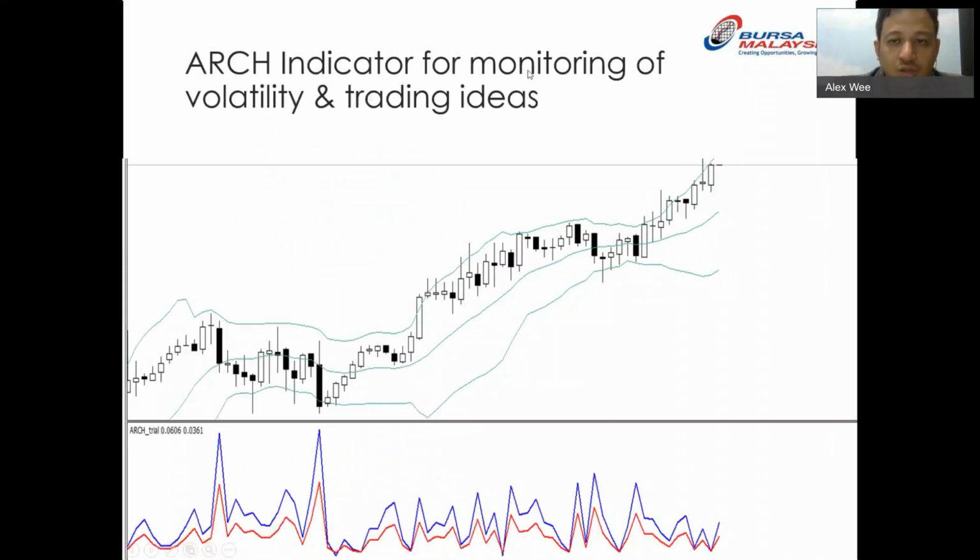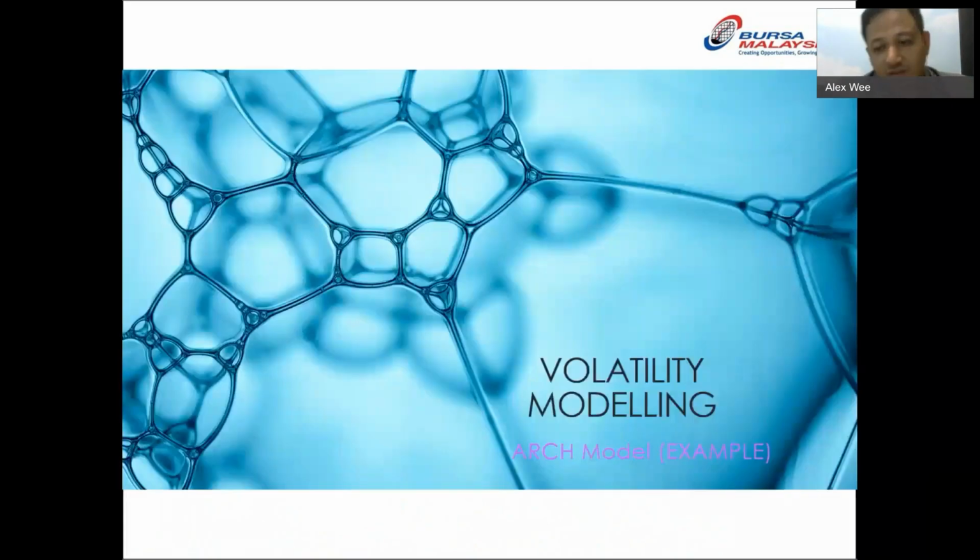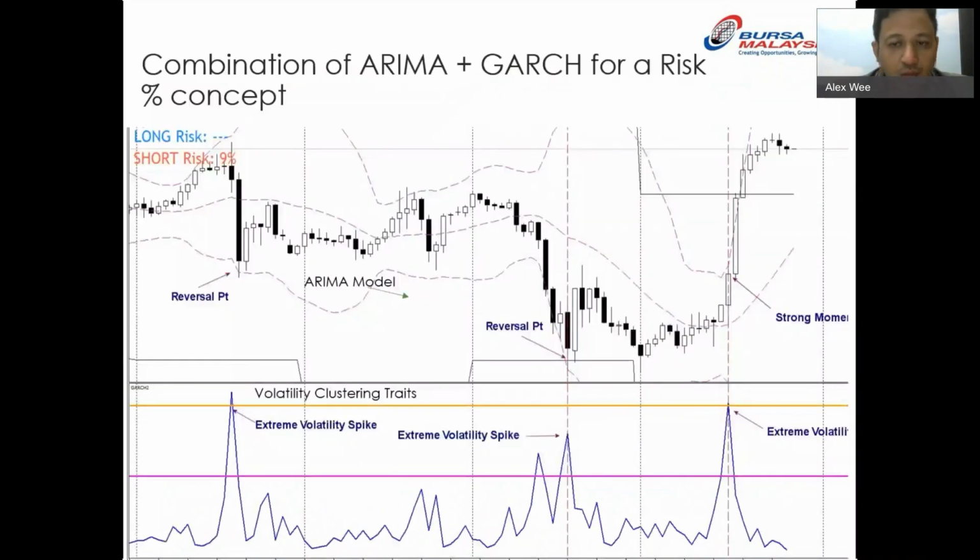Okay, the ARCH indicator for monitoring volatility and trade looks something like this below here. The blue color is the actual volatility. The red color is the ARCH effect. You can see that it's not perfect. It doesn't perfectly predict the volatility, but it is able to model it to a certain effectiveness. I give you one example of how it's being used. For example, when the price comes down, the volatility clustering will show you that this is the end of the downtrend, by using the ARCH model.